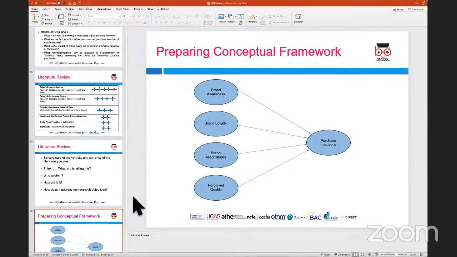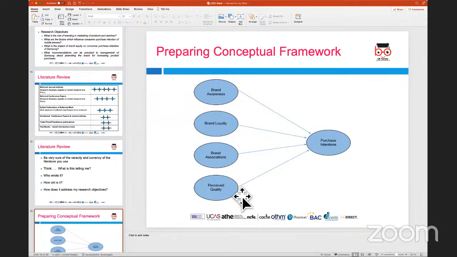Then in some cases, when we look at formulating a hypothesis, we have to create a conceptual framework. So your objectives have been formulated into and related to the important areas that you're going to go about investigating in the research. And when we look at purchase intentions, they can be influenced by brand awareness, brand loyalty, brand association, and the perceived quality of the product.